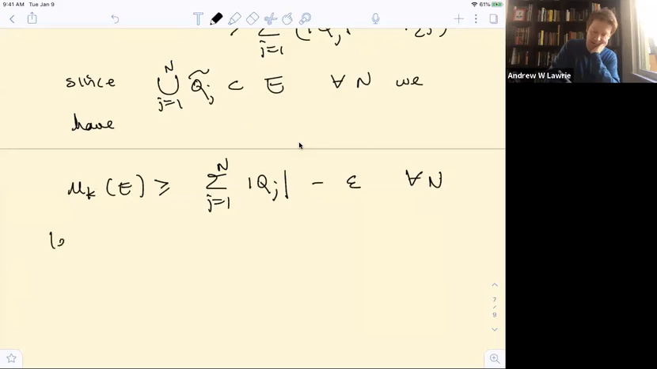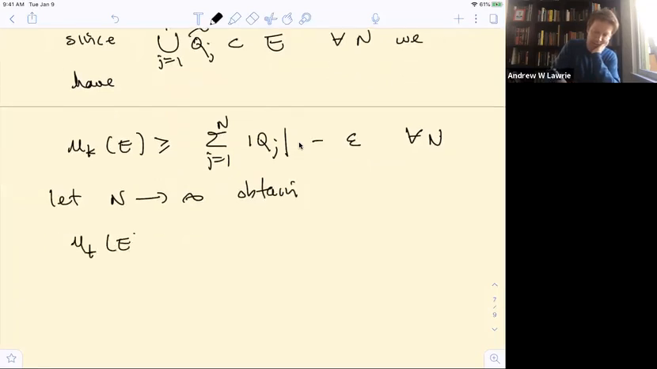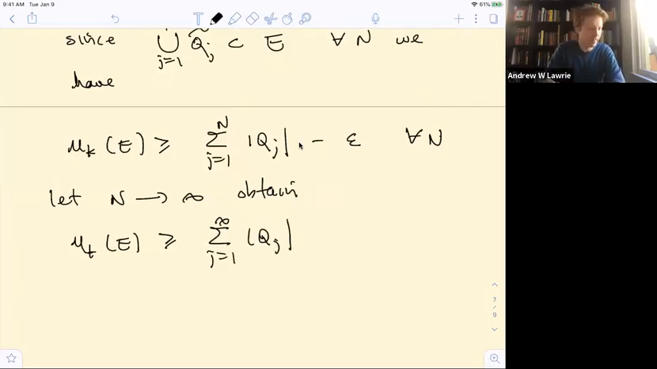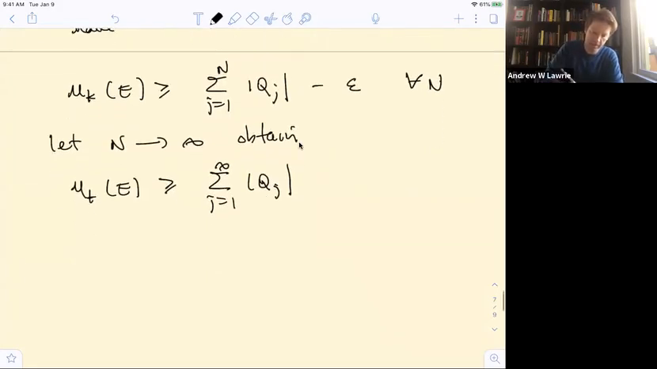Now we'll just let n go to infinity and obtain the sum of the QJ. So this is the hard direction, and this is already proved.